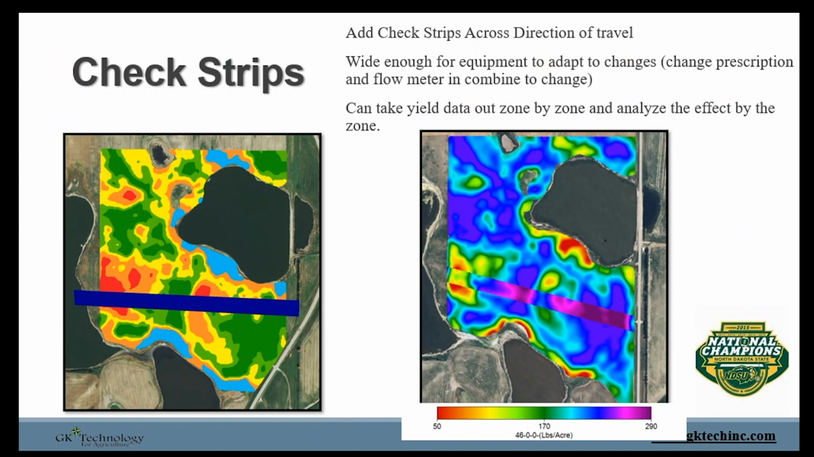The other thing to keep in mind is each one of the zones that's in this field, we need to think about it as if it's its own field. So you want to know what the effect is in each one of those zones from that change. Because if you get a good benefit in your low productivity areas, well, then do that there. If you get a good benefit in your high productivity areas, do that there.